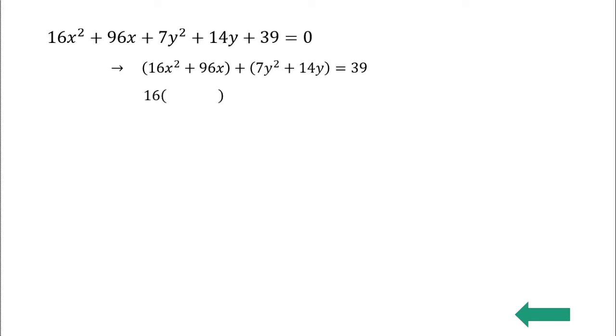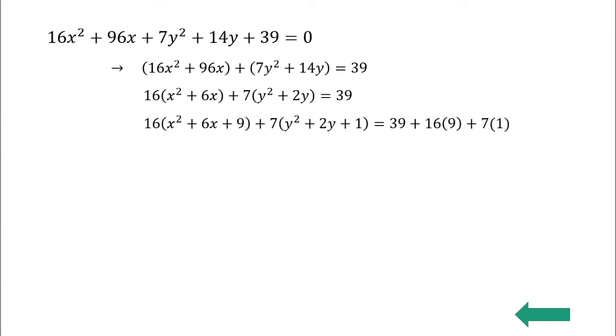And we're going to factor out. So, 16 yung common nila. So, 16 times quantity x squared plus 6x plus 7 times quantity y squared plus 2y equals negative 39. And we're going to complete the square. So, x squared plus 6x plus 9. Tama ba? Okay, tama. Kasi divide natin ng 2.